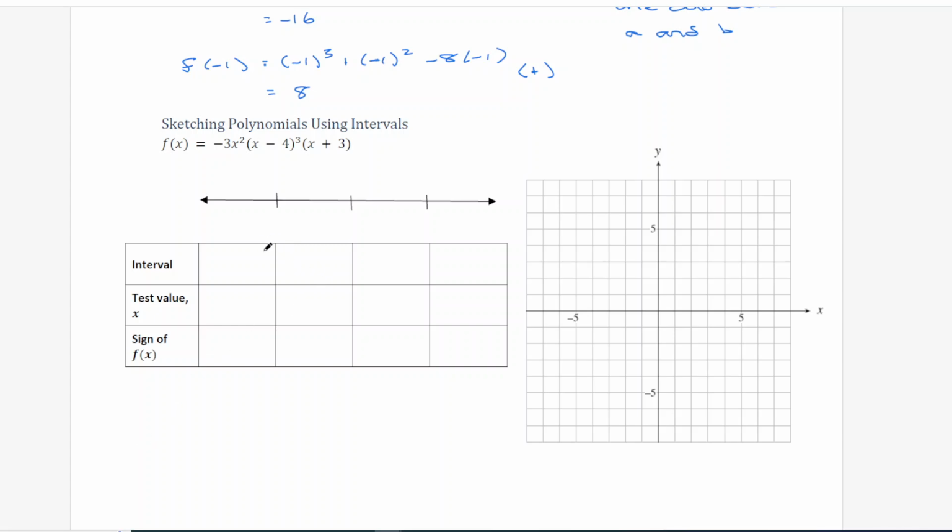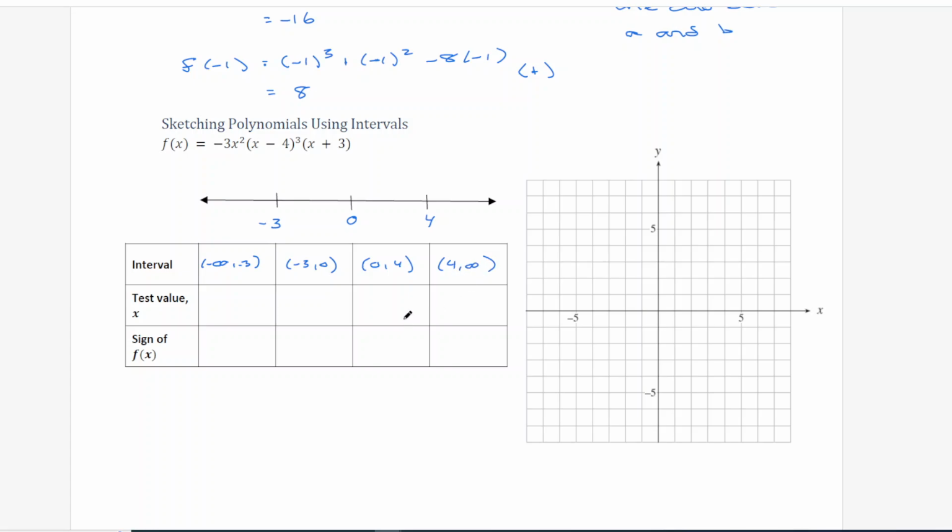So what you're going to do is break up your x-axis into your critical values, which are your x-intercepts. So this polynomial function, which we've already graphed, has an x-intercept of 0, an x-intercept of 4, and an x-intercept of negative 3. Then we want to look at the intervals that this is breaking up. So there's an interval between negative infinity and negative 3. There'd be another interval between negative 3 and 0. There'd be another interval between 0 and 4. And lastly, there'd be an interval from 4 to infinity.